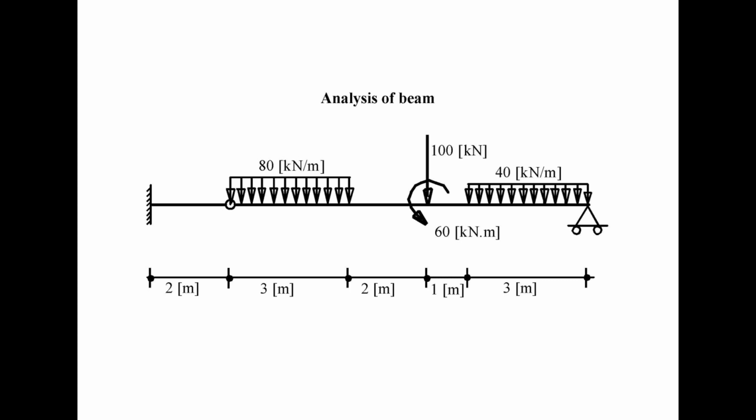Analysis of beam. An example of analyzing a beam is selected to illustrate some features of ELPLA for analyzing beams. All beam members have a cross-section dimensions of 0.2 meter by 0.5 meter height. Geometry of the beam and loads are shown.